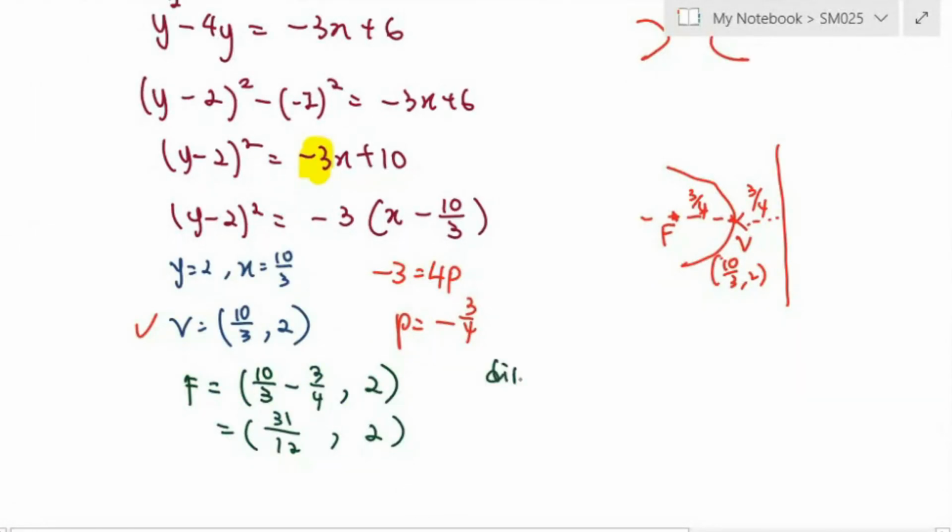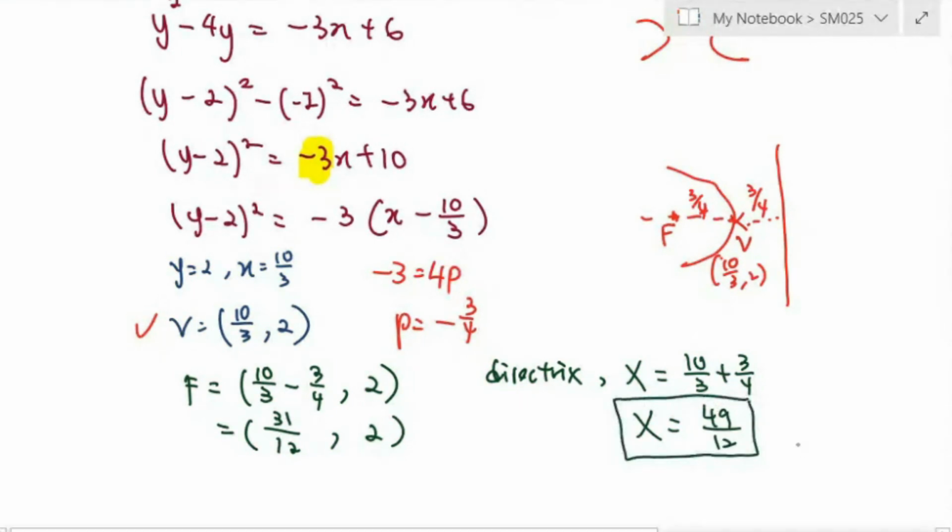Then what is the directrix? As the question asked us to state the directrix. The directrix is a vertical line, which means x equals to something. So what will the something be? It is 10 over 3. When you shift it to the right, you add 3 over 4. So x equals to 49 over 12. Remember, don't give me 49 over 12 only. This is an equation, so it must come together with x equals. The axis of symmetry will be a horizontal line, so y equals to, referring to the y coordinate.